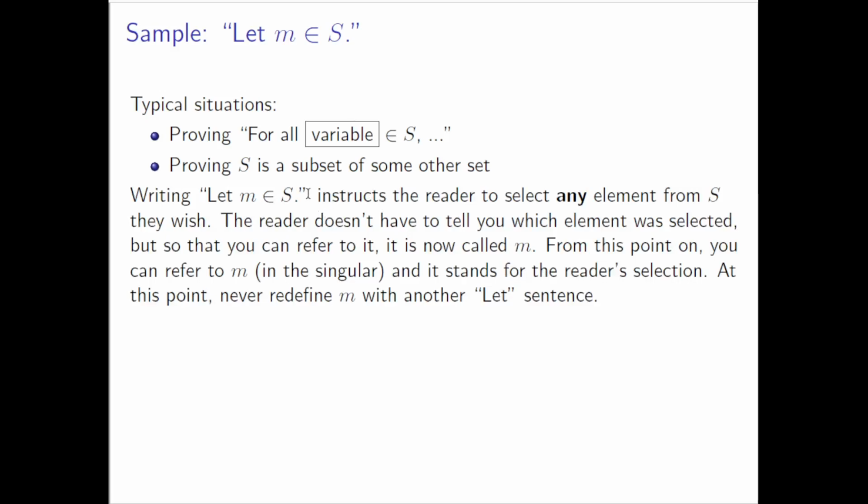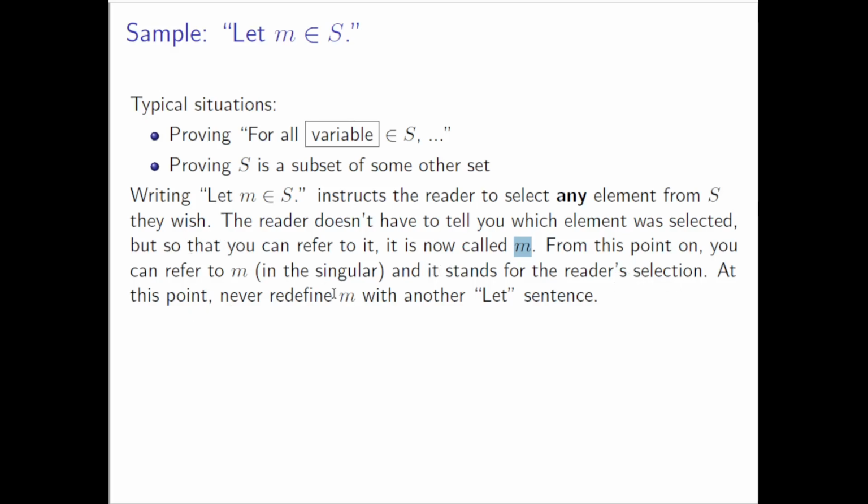Now, writing this sentence, what this does is it instructs the person reading the proof: hey, reader, you can select any element from S that you want. The reader doesn't have to tell you which element was selected, but you have to be able to refer to it. So from this moment on, whatever was selected is called m. It's kind of a mystery what thing was selected, because the reader's not telling you. But from this point on, you can still refer to m in the singular. You don't have to keep saying "for all m, for all m". It's just m. It's one thing, and it stands for whatever the reader selected.